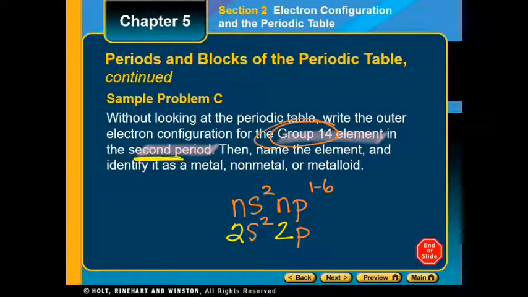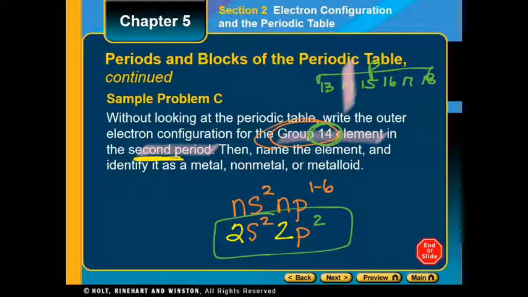In P, now we've got to pick some number 1 through 6. As I am looking at the periodic table, again, group 14. The groups in the P block are groups 13, 14, 15, 16, 17, and 18. Well, group 14 is the second group over within the P block, so that is going to have to be NP2 because it is the second group within the P block. That is your final answer for the outer electron configuration for an element in group 14, second period.